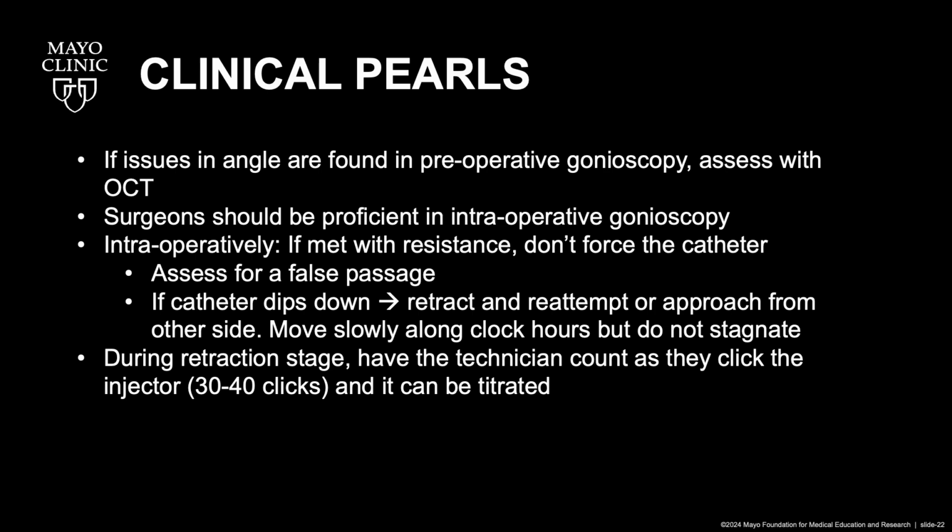Rather, the surgeon should assess for a false passage. If there is indeed a false passage, the surgeon can retract and reattempt, or approach from the other side. It's important that the surgeon moves slowly along the clock hours, but also ensures that they do not stagnate in the same spot. During the retraction stage, the surgeon can have the technician count as they click the injector for about 30 to 40 clicks, and it can be titrated as well.